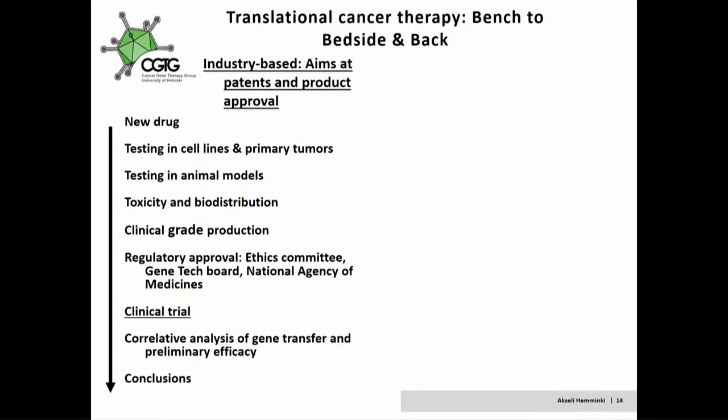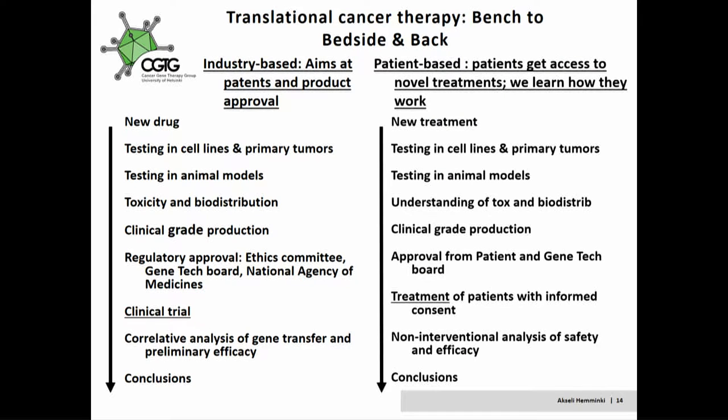So the algorithm of translational cancer therapy, if you take an industrial-based view, is that you have a new drug and then you test it in the lab, in animals, you produce it, you get the regulatory approvals, you do a clinical trial, you take some biopsies, you learn something.